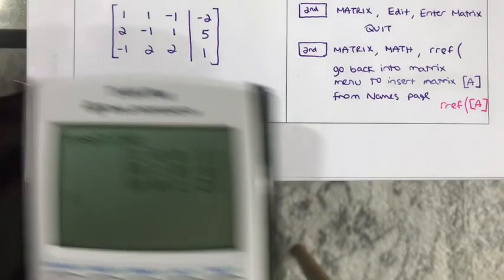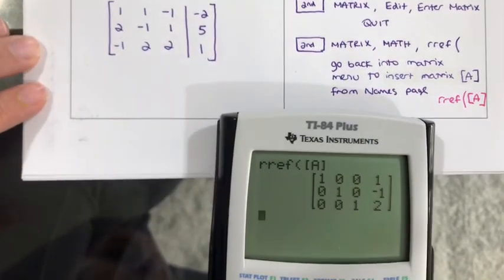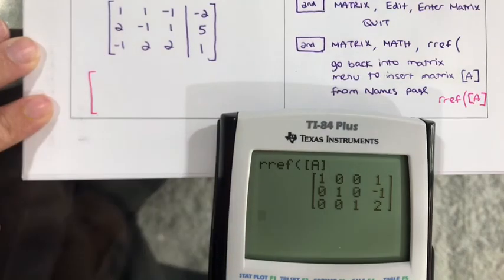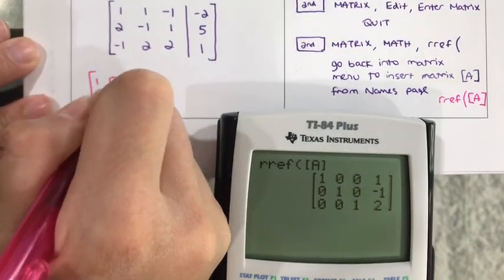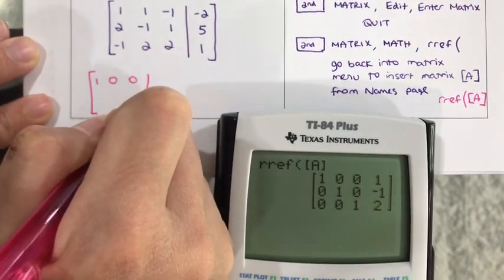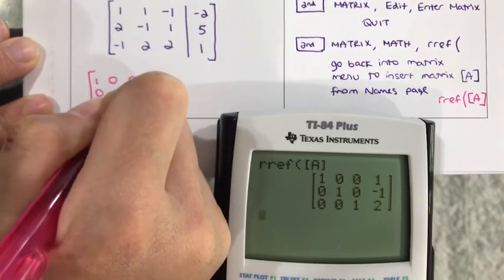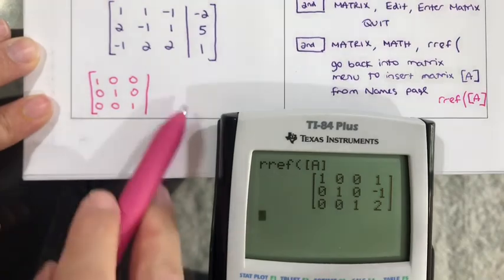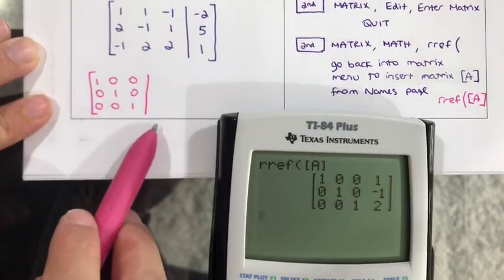Now I'm gonna write this in over here. 1 0 0, 0 1 0, 0 0 1, and then on the right hand side I have 1, -1 and 2.